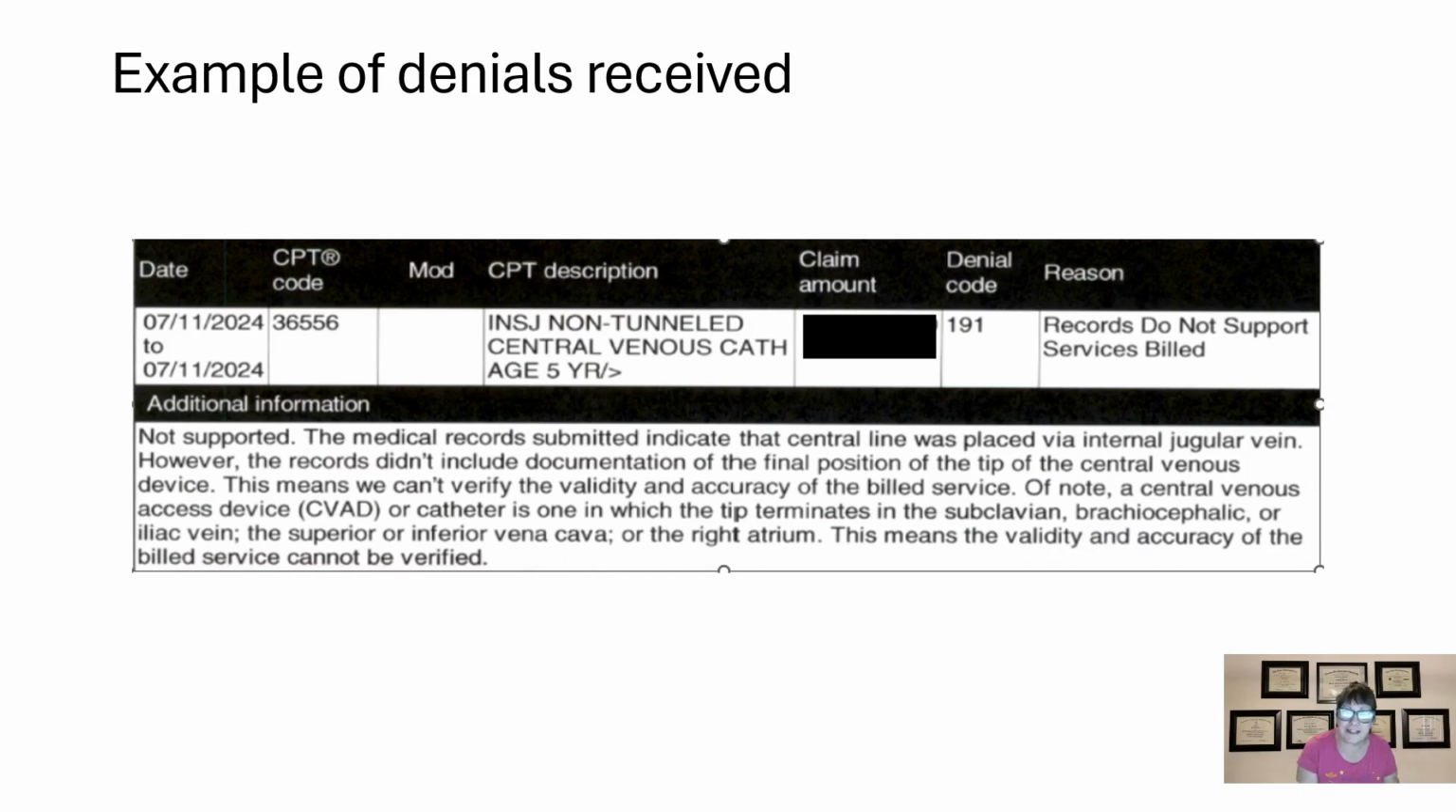If you're starting to get denials for not having the documentation properly worded for central lines, some of the insurance companies, mainly UHC from what I'm hearing now, but others, are asking that the actual verbiage reflects that the catheter tip terminates in the subclavian, brachiocephalic, iliac, superior, inferior vena cava, or the right atrium. So this is something you need to work with your clinical staff on, updating templates, making sure that you get that information that they're looking for.